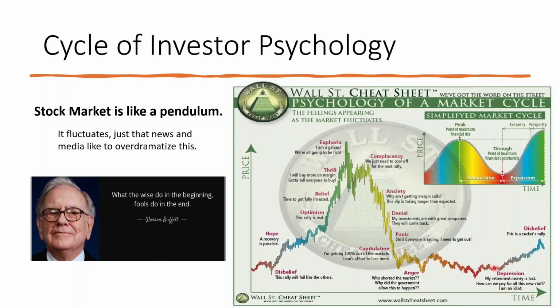And once they start buying, the cycle starts to repeat, and then we see disbelief, which was here. So this cycle kind of keeps repeating in the market. Over here you can see that we have peaks and troughs, and we have expansions and contractions, and this just keeps on going over the years again and again. So the stock market is basically like a pendulum.